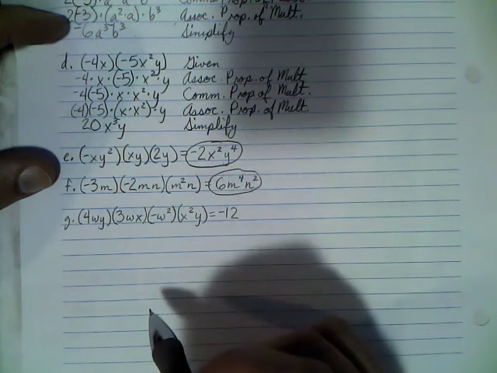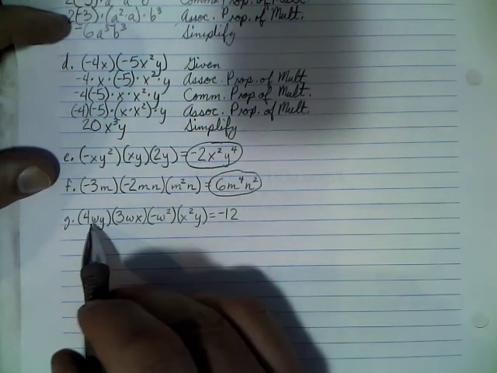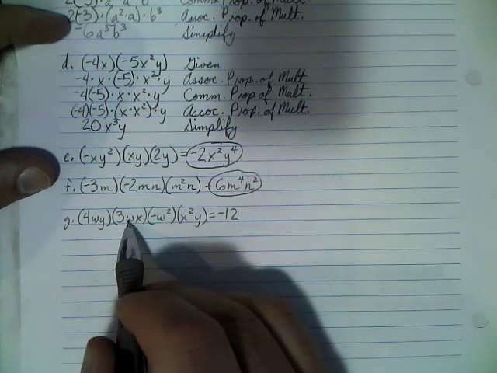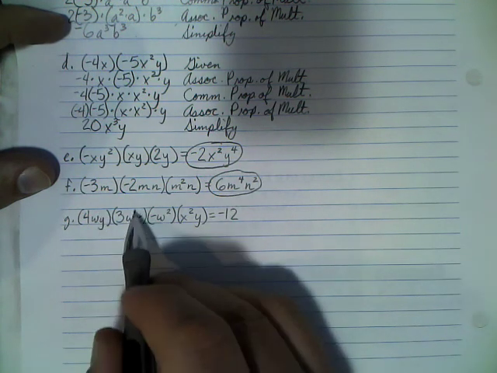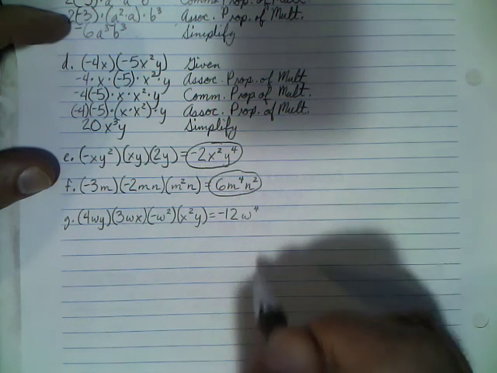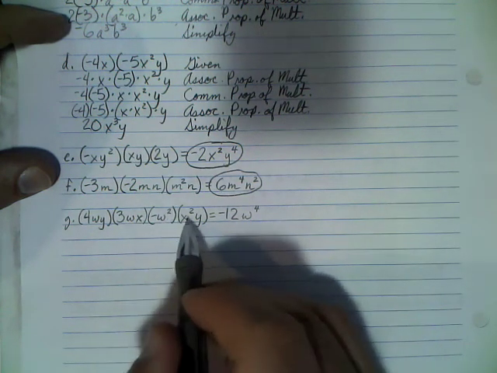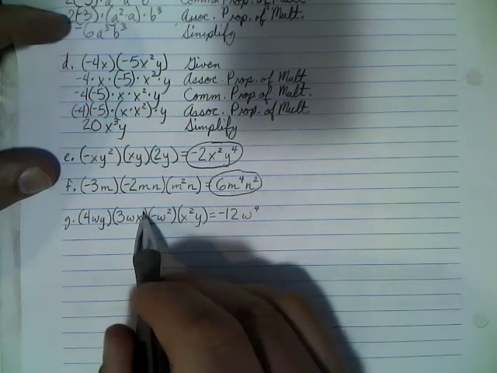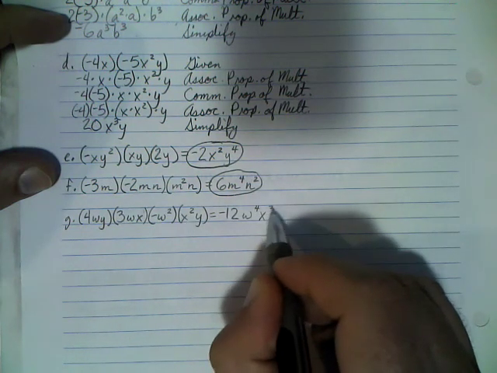And typically we like to go with our variables alphabetically. So I'm going to start with the w's. So I got a w times a w times a w squared. So 1 w here plus a second w here plus 2 more is a total of 4 w's. Moving on to my x's, none here, but I have an x, none here, and then I got an x squared. So 1x there plus 2 more x's there is a total of x cubed.